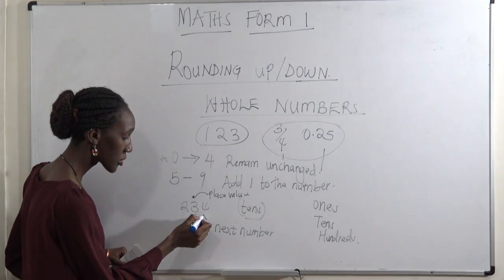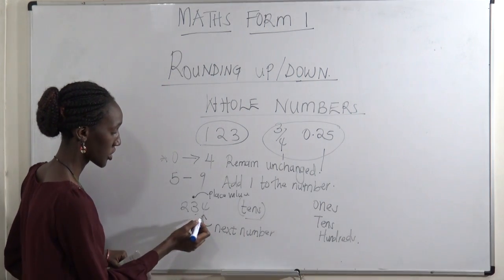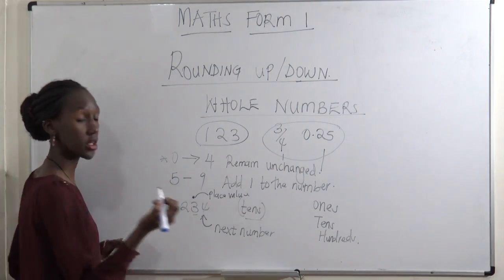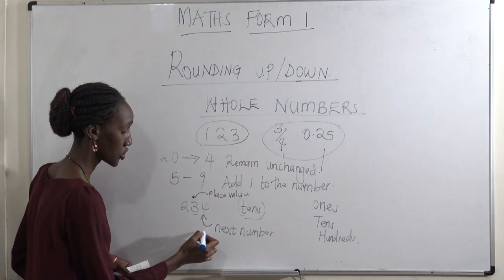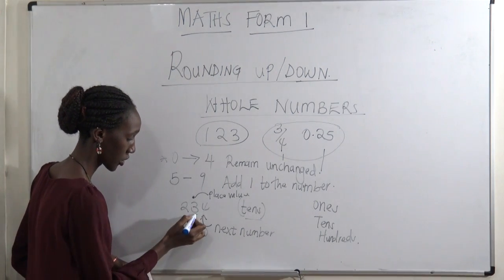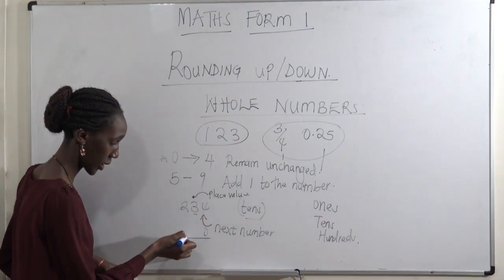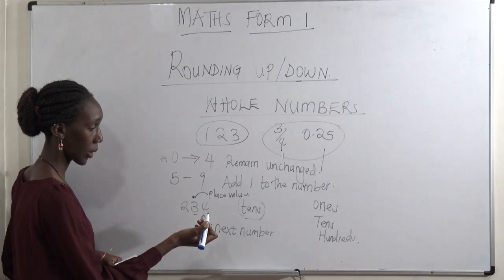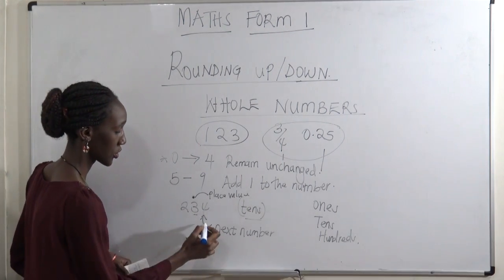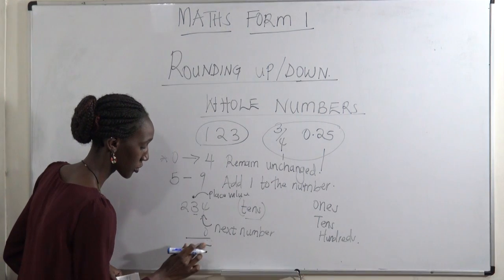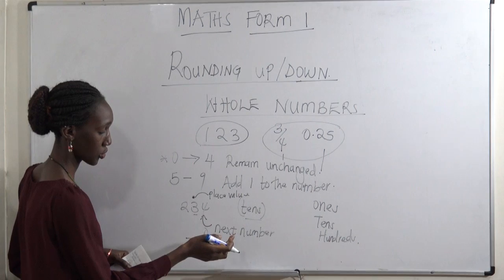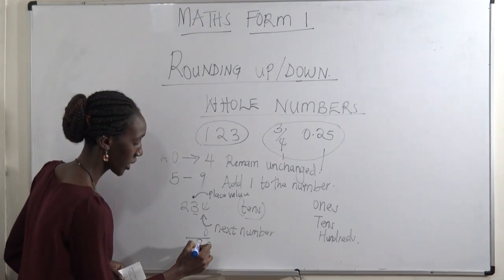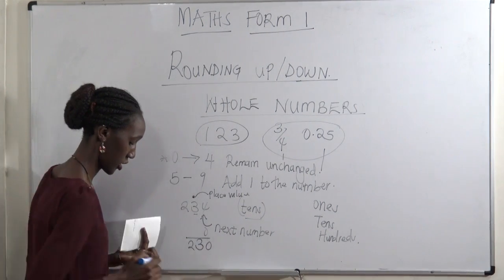So if it falls between this range here, we say this number remains unchanged, whereas the next number is going to change into a 0. So our rounding up by nearest tens is going to be 4. Here we're going to have 0 because the next number, we turn it into a 0. Then this one is going to be a 3 and this one is going to be 2.